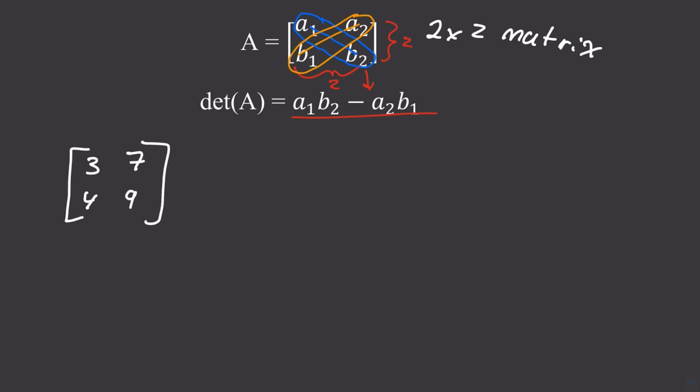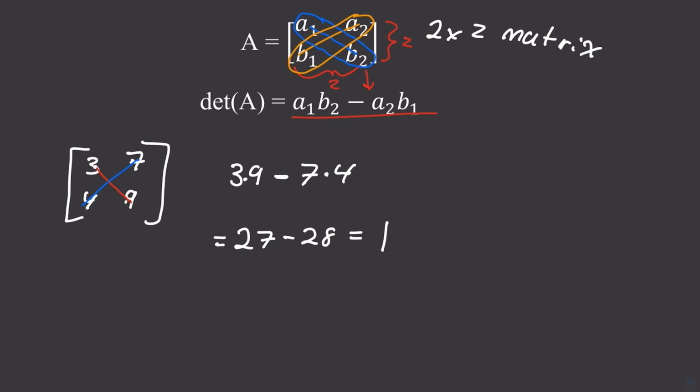Based off of this formula, we can draw some lines here. We have our line going this way and our line going this way. So we can do 3 times 9 minus 7 times 4. See, there's 3, 9, 7, 4 in our corners, and this is going to be 27 minus 28, so our determinant here is 1.